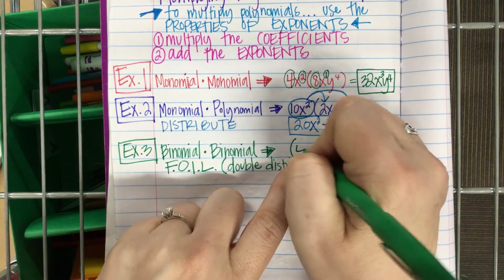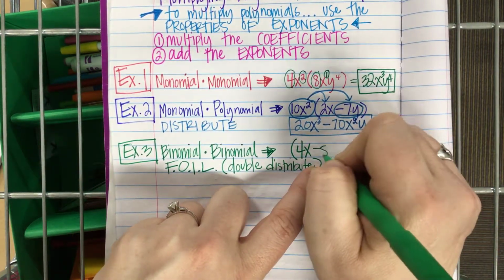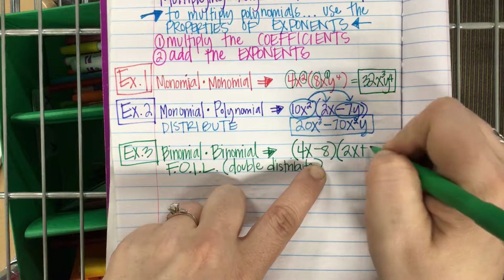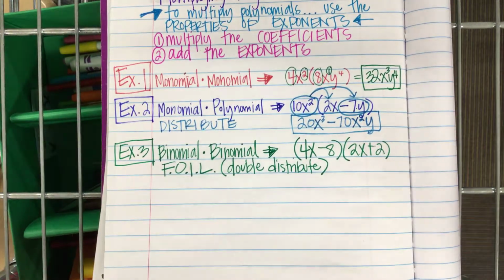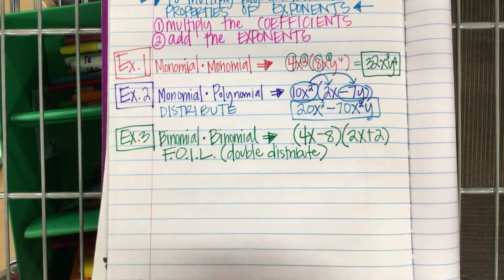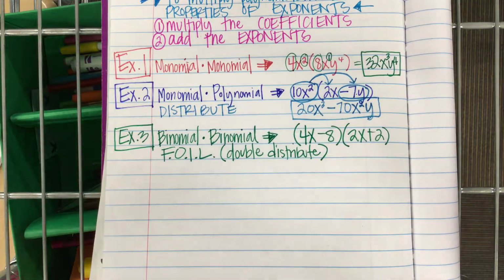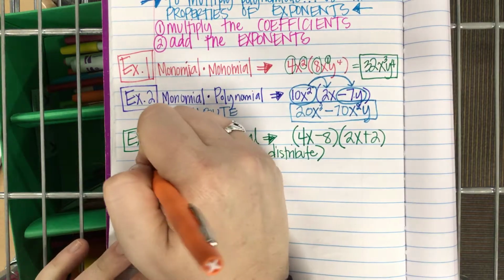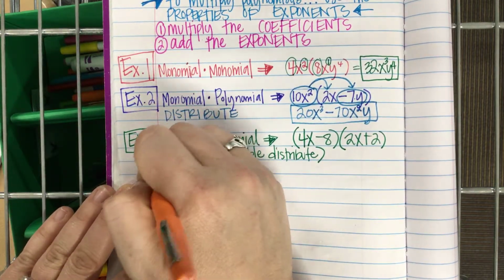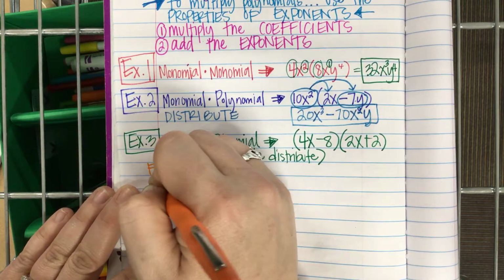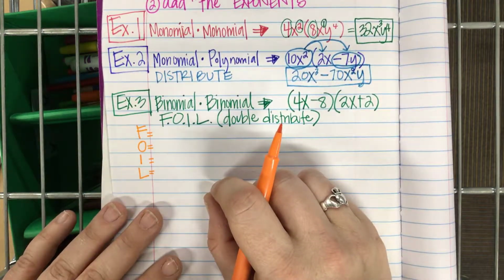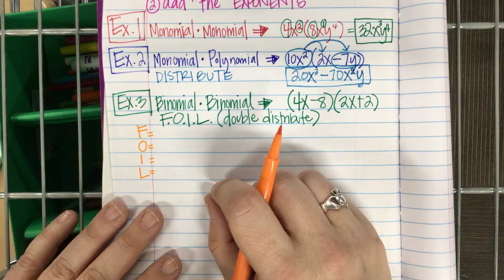So here's my problem. 4x minus 8 is my first binomial, times 2x plus 2. I'm going to FOIL. FOIL is an acronym. Do you know what an acronym is? It's a word where each letter stands for something, like PEMDAS or SOAR here at Hawker Grove.